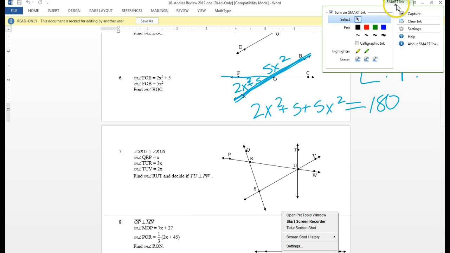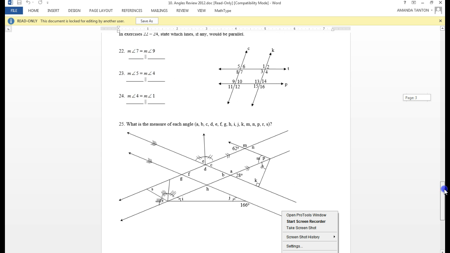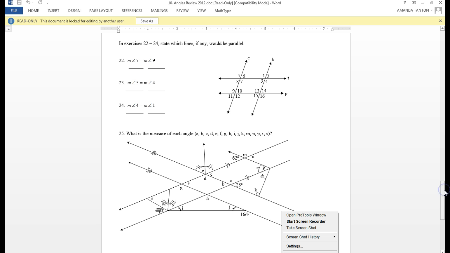24. Ooh, this will be on the test for sure. Which lines, if any, would be parallel? So, if angle 4 is congruent to angle 1, which they're vertical angles, so they're definitely congruent, which lines are not involved? C is not involved. Keep going. P is also not involved. You see how when those lines are erased, I still have 1, I still have 4. Vertical angles are not dependent on parallel lines.